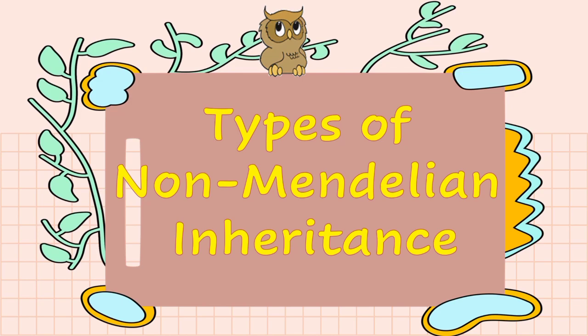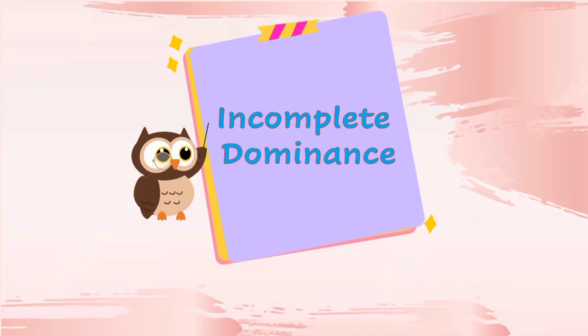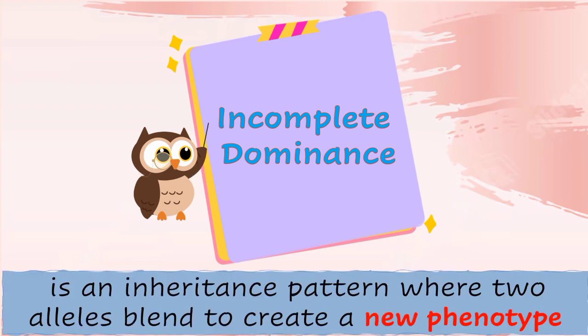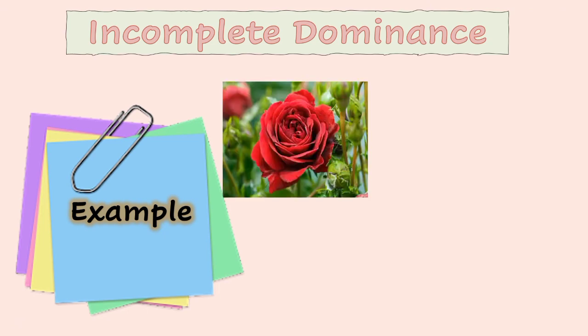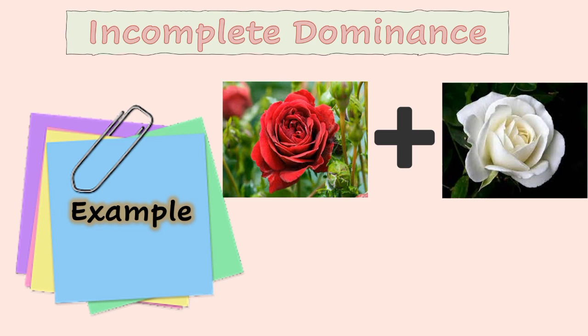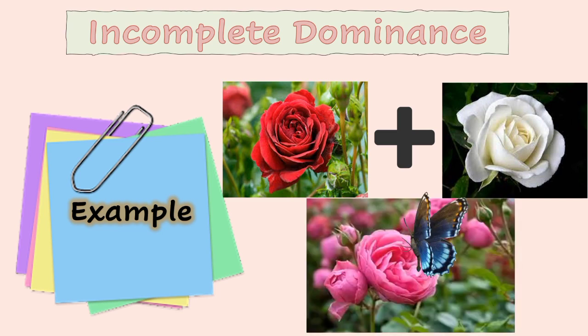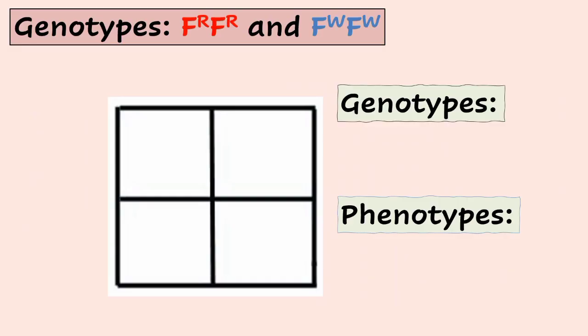For the first one, we have incomplete dominance. Incomplete dominance is an inheritance pattern where two alleles blend to create a new phenotype. For example, the red rose flower plus the white rose flower equals a pink flower. Let us try to crossbreed the red flower and the white flower. We are going to use the genotypes FRFR for the red flower and FWFW for the white flower, to find the genotypes and phenotypes of the offspring.